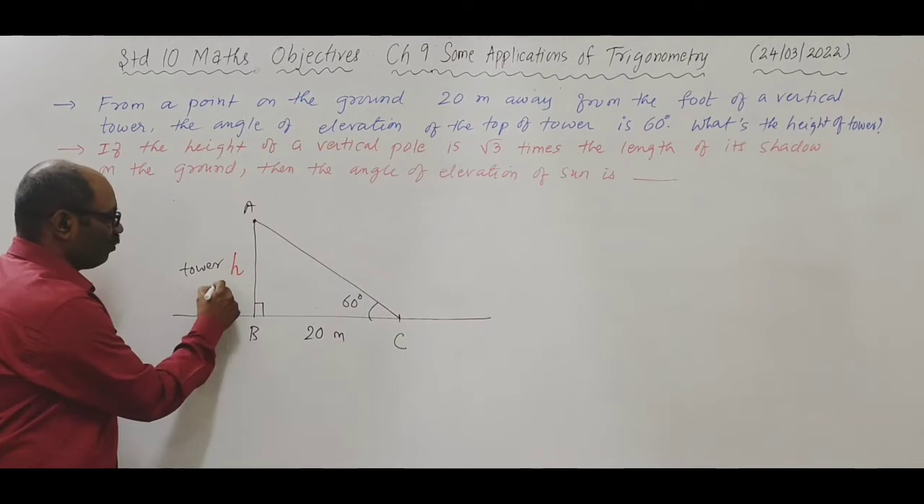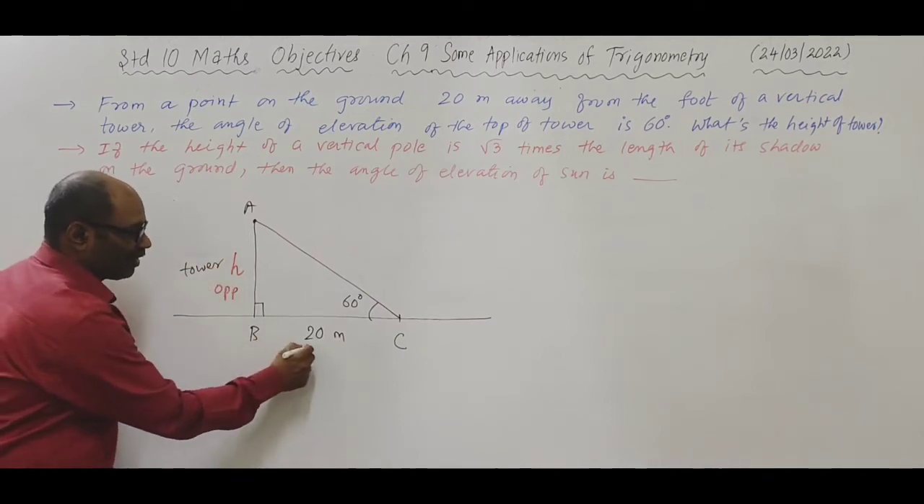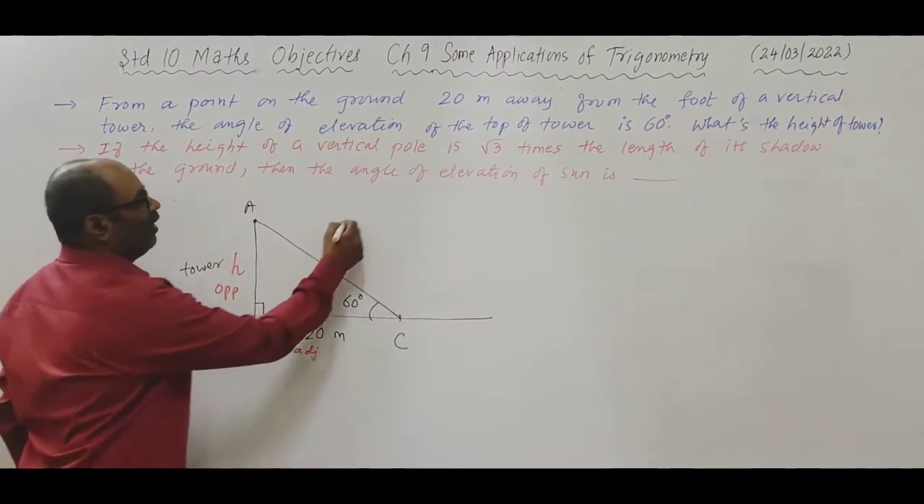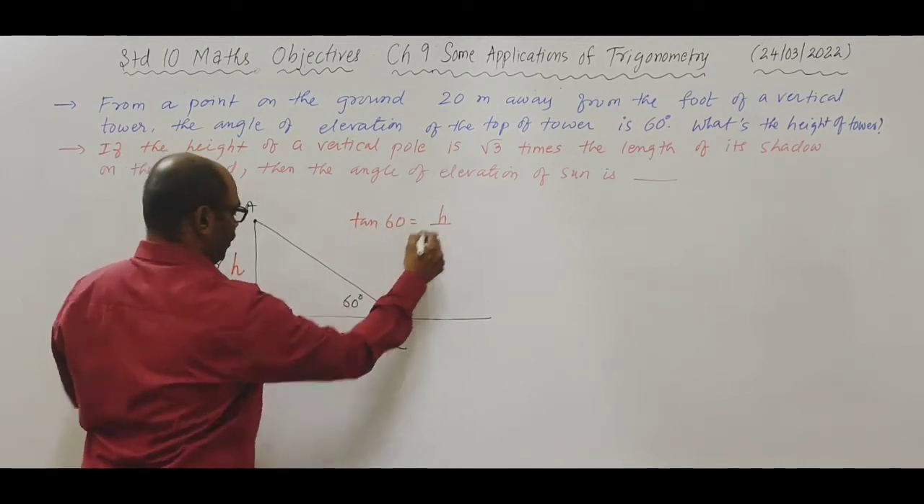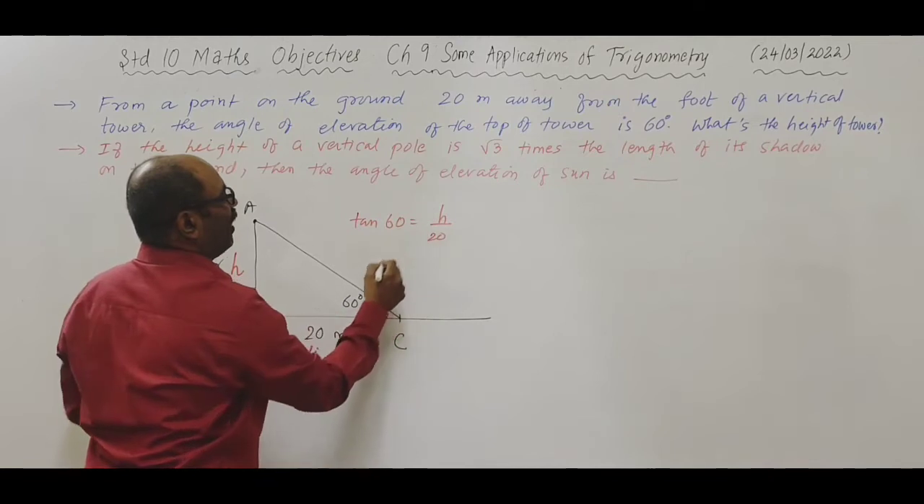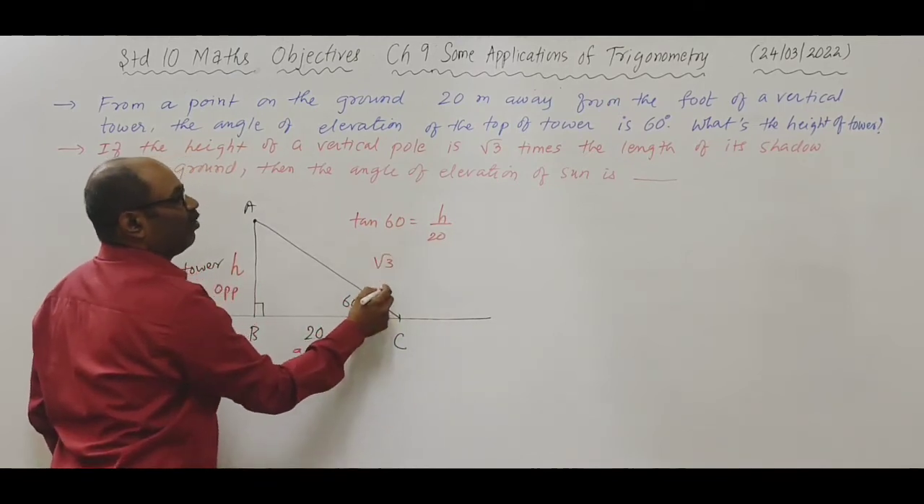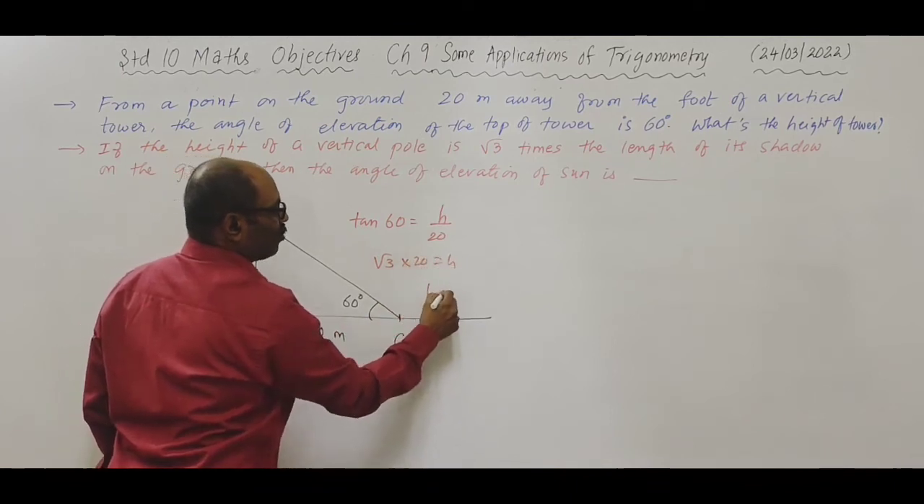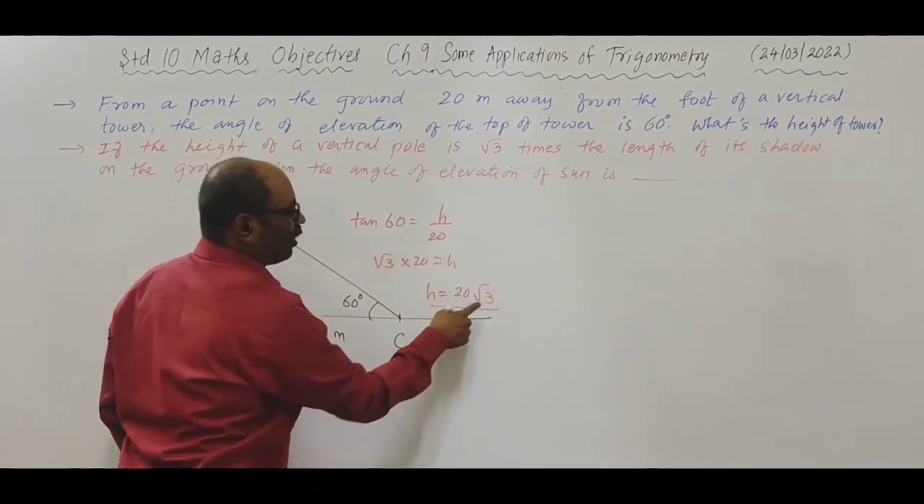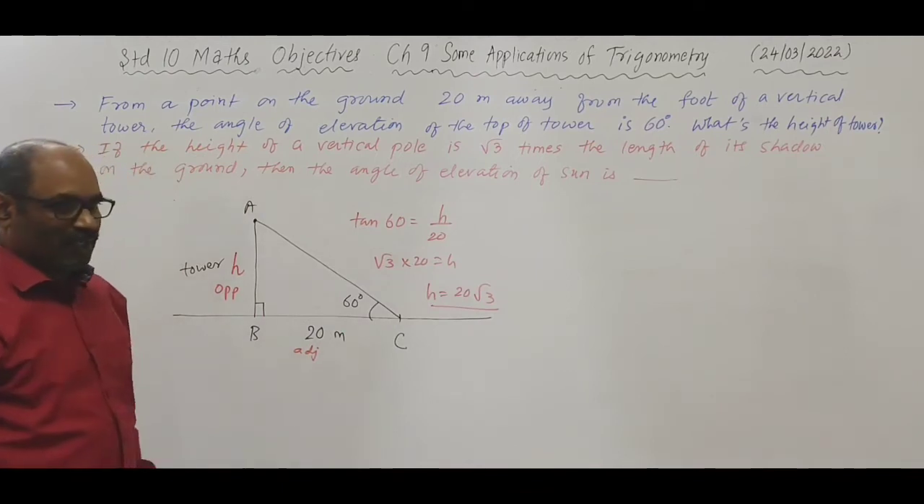So this is what we are supposed to find. Opposite side or adjacent side available. So again, tan of 60 is opposite side H upon adjacent side 20. Tan 60 is √3. Okay, the 20 goes up, multiply by 20 is equal to H. So H is equal to 20√3. So what is the height of the tower?